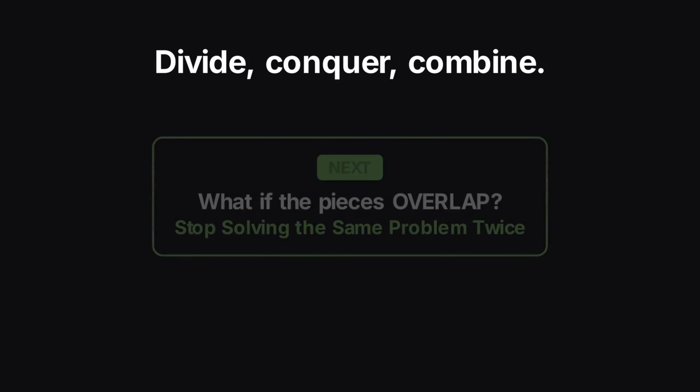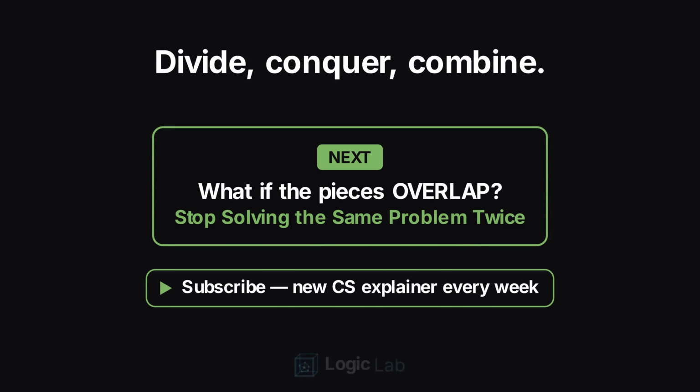We just solved a problem by breaking it into halves and combining the answers. But what about problems where the pieces overlap, where you'd solve the exact same subproblem 1,000 times? There's a trick for that and it feels like cheating. That's next on Logic Lab. See you there.